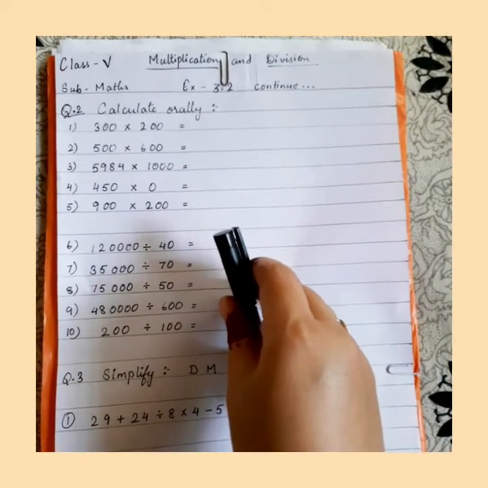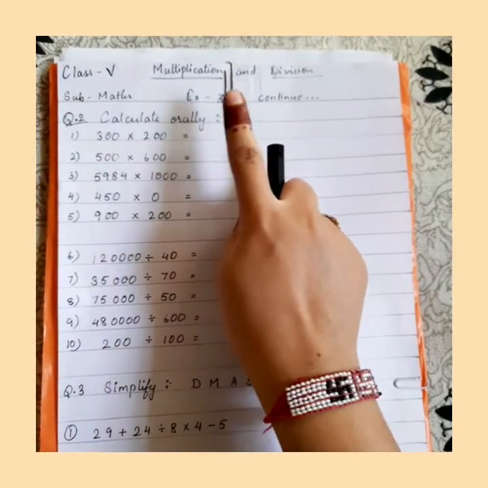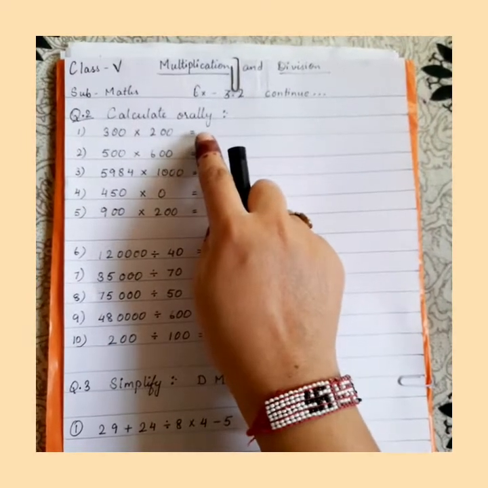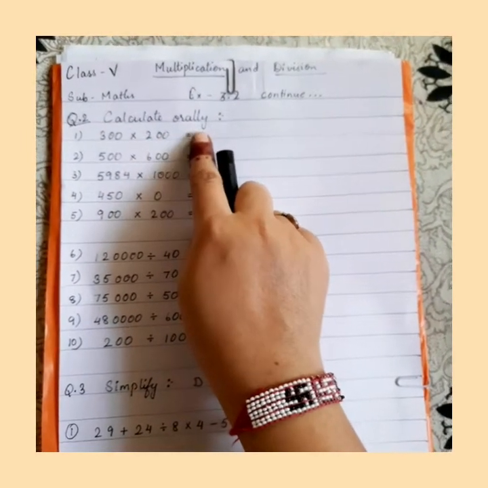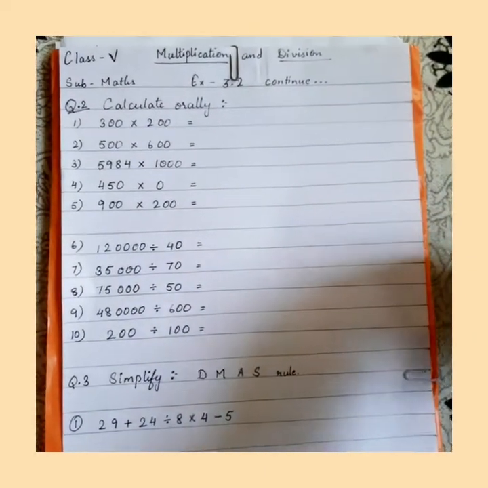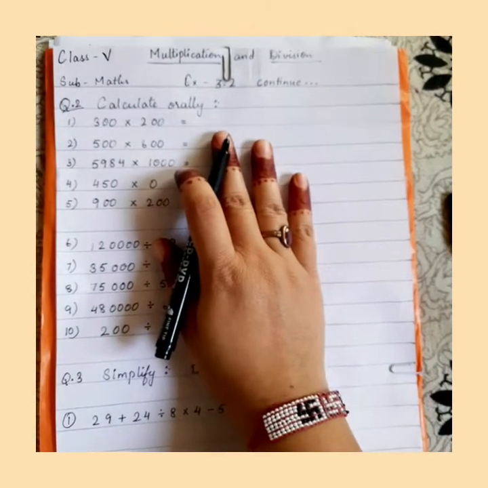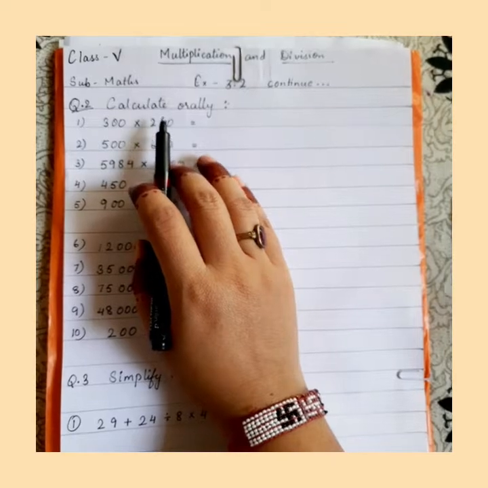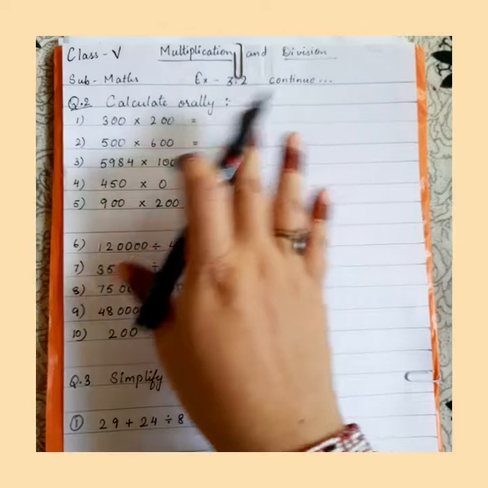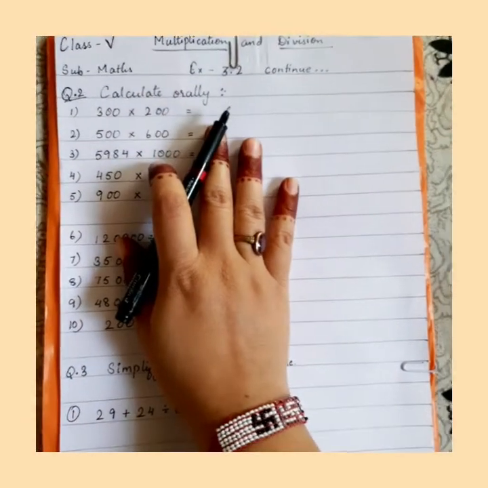So, let's start our second exercise, that is exercise 3.2. One question we have already done about division. Now, starting with the second question, that is calculate orally. This type of question you might have done in your previous class also, and as well as in your second chapter also. So let's do it. Calculate orally means you don't have to do the calculation on paper, you directly have to solve it orally.